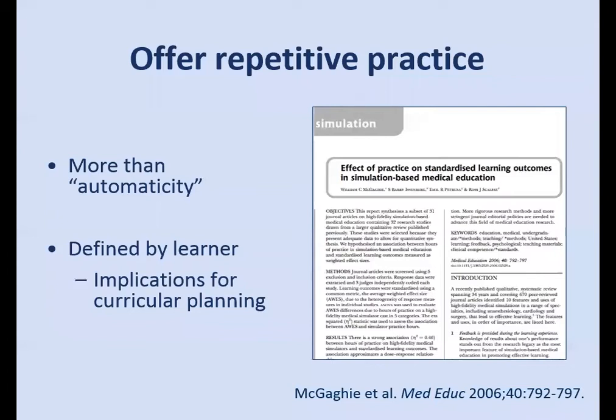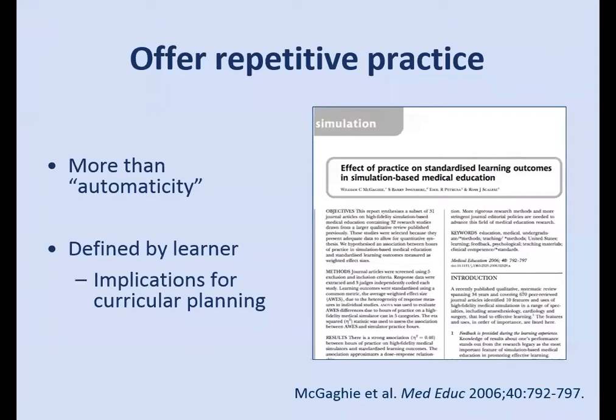In any case, though, we know from the evidence that the more you practice, especially if you practice well, again, that's what we'll talk about, deliberate practice, the more you learn. This article that I have here shown with the reference beneath it, Bill McGahey was the first author, was a sub-analysis of our larger BME review.